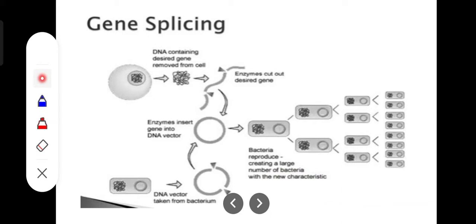So you remove the desired gene, you cut it out, then insert it into the vector. Then the bacteria will reproduce, creating a large number with that new characteristic. So that's all there is to gene splicing. Remove, then cut, then insert into the vector, then the bacteria will reproduce.